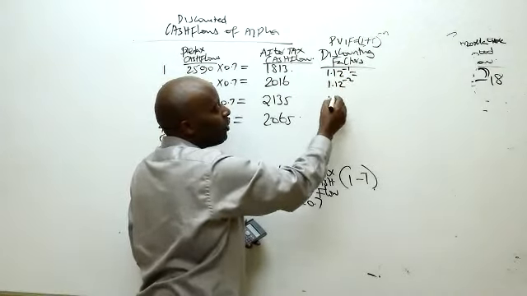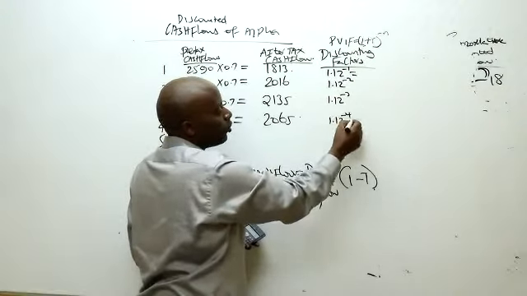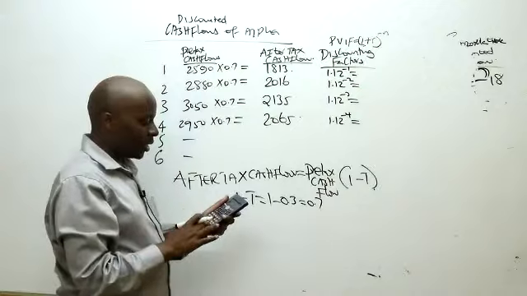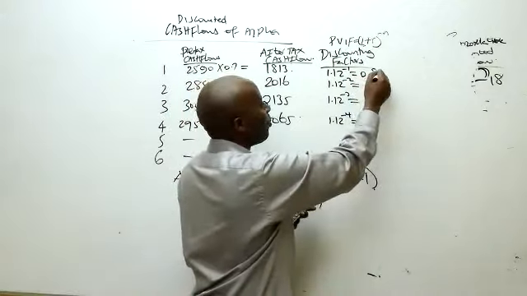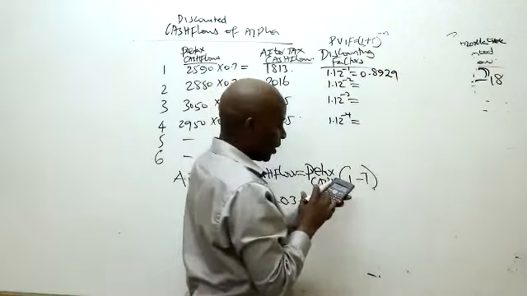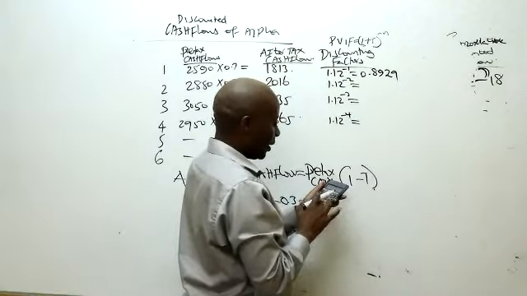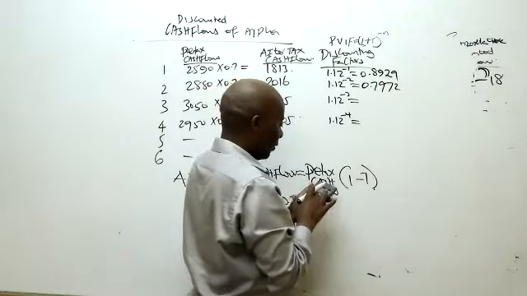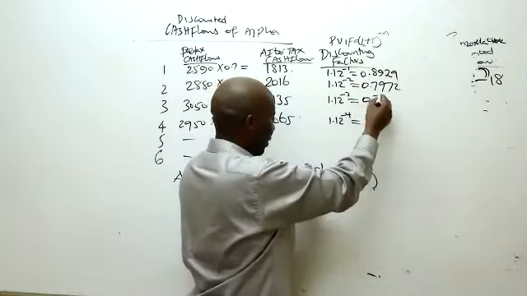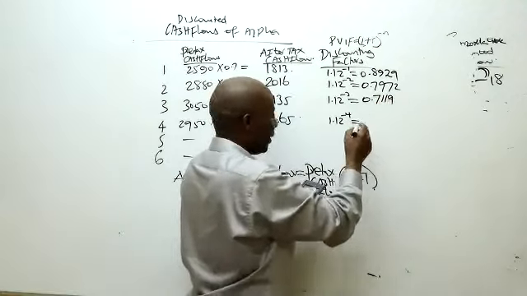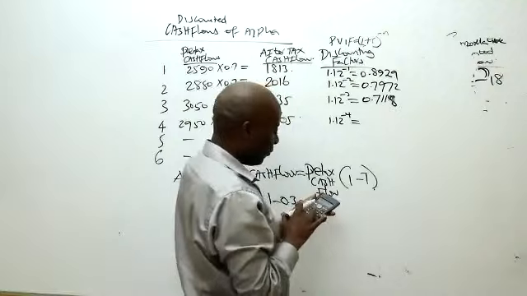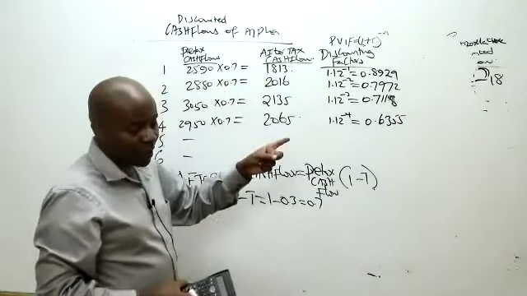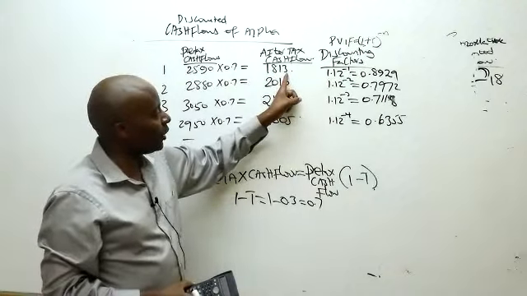1.12 raised to minus 1, 1.12 raised to minus 2, raised to minus 3, raised to minus 4. Give us figures. So 1.12 raised to minus 1 gives us 0.8929. Then 1.12 raised to negative 2 gives us 0.7972. Raised to 3 gives me 0.7119. And raised to power 4, we have 0.6355.